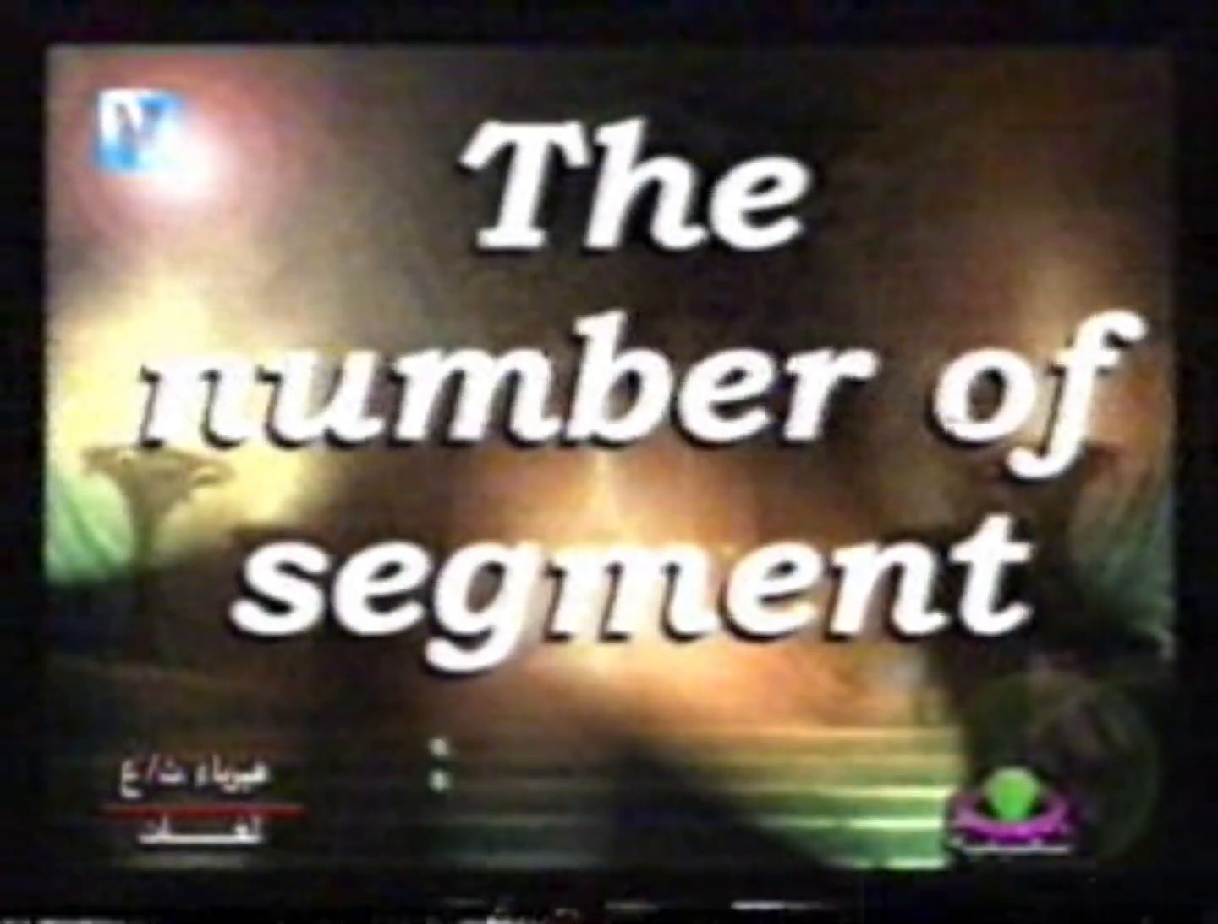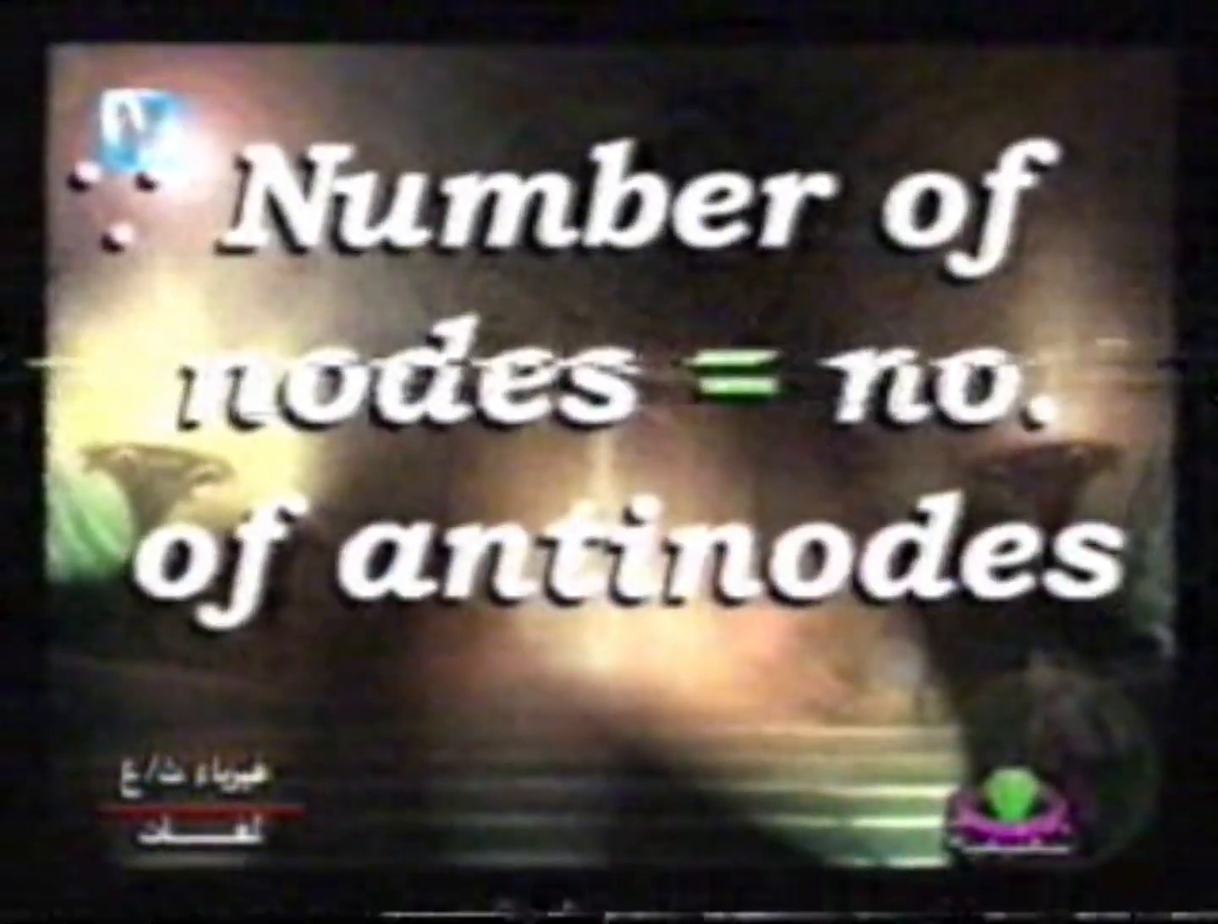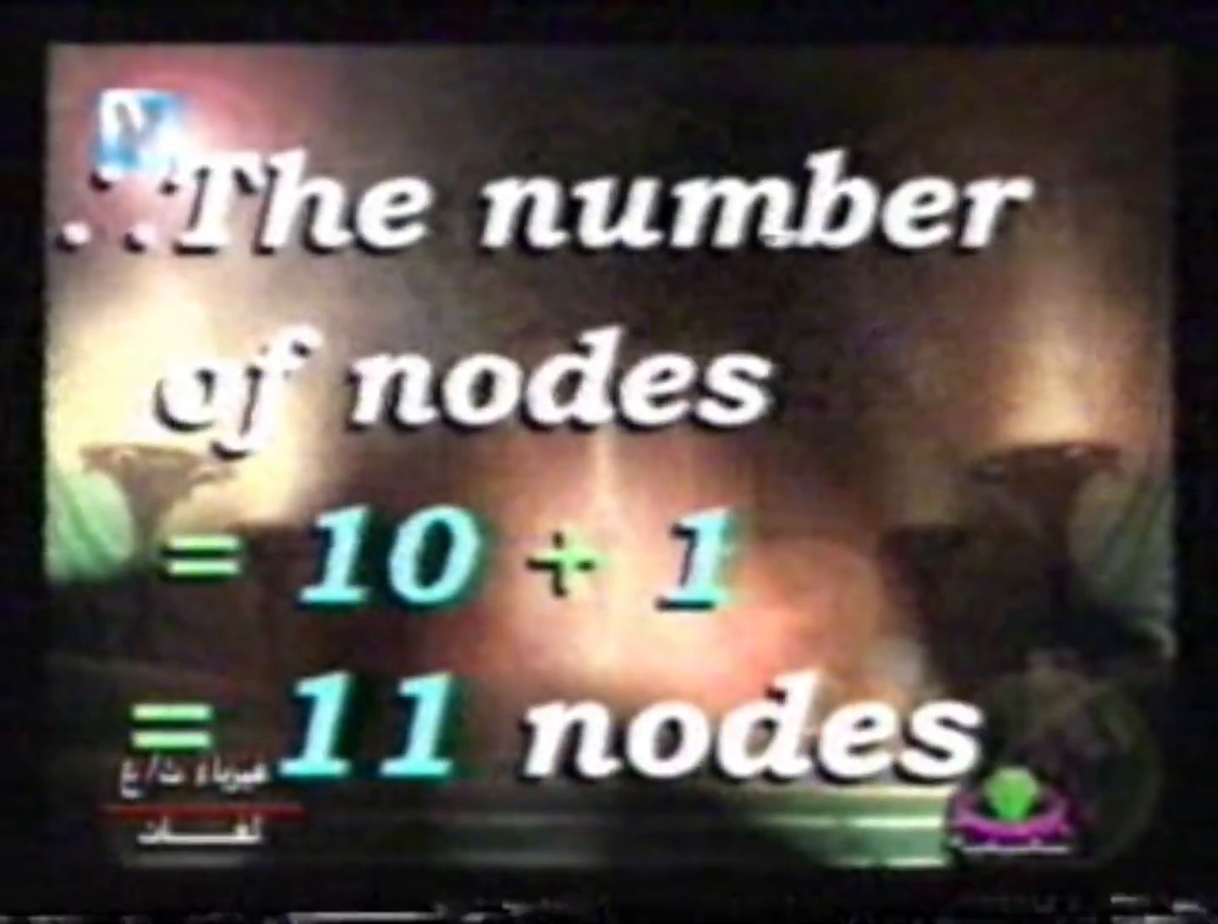Since the number of antinodes equals the number of segments, that's to say equals 10. But the number of nodes equals the number of antinodes plus 1. Therefore, the number of nodes equals 10 plus 1 equals 11 nodes.